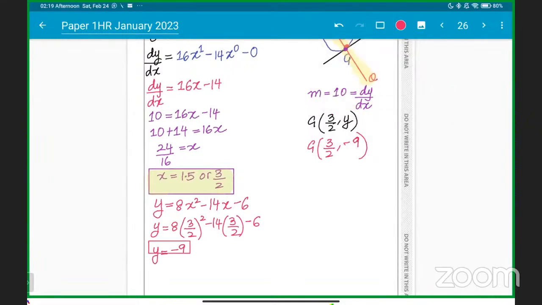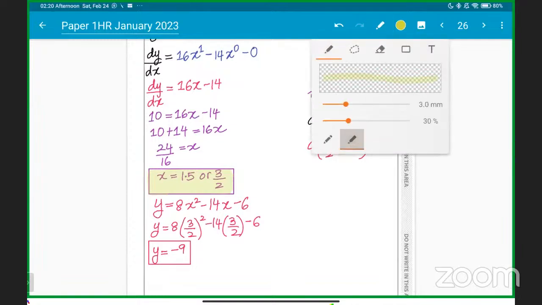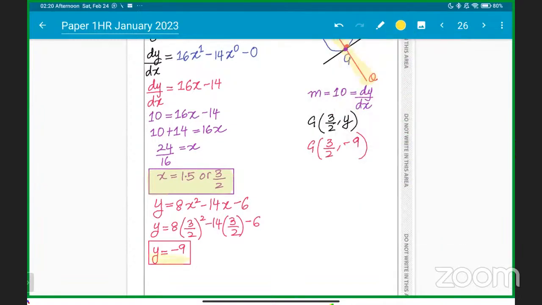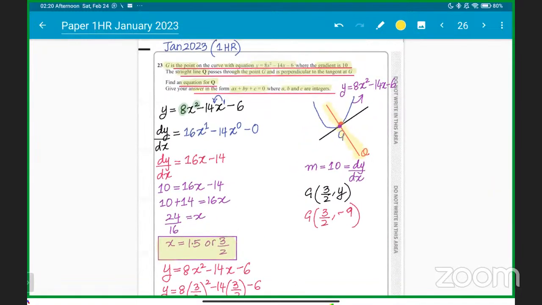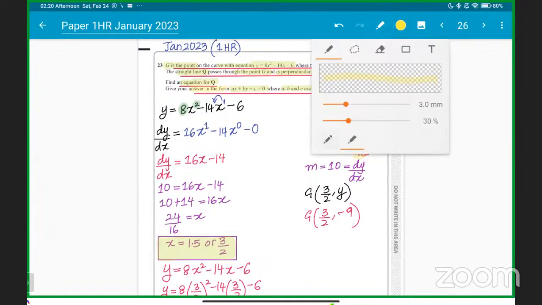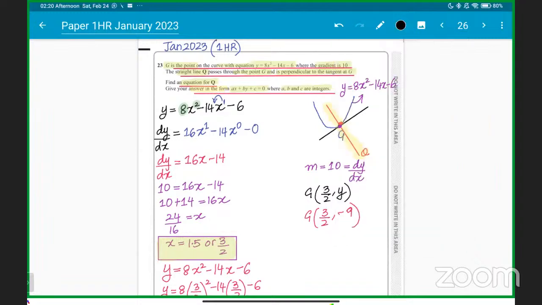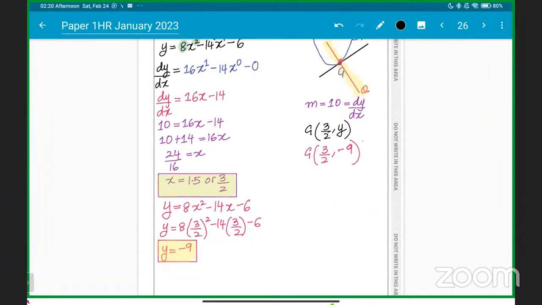Now it's very simple. If you have found it till here, you must know what part we need to do next. We have to find an equation for Q in the form ax plus by. Q is basically the red line. It is perpendicular to the line at G. So what is important, sir? We already have the coordinate. We just need the gradient of the perpendicular line for Q.